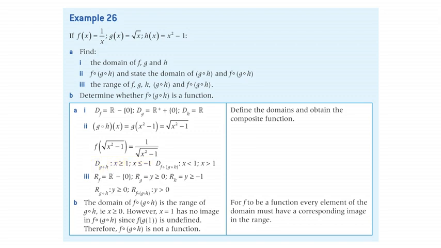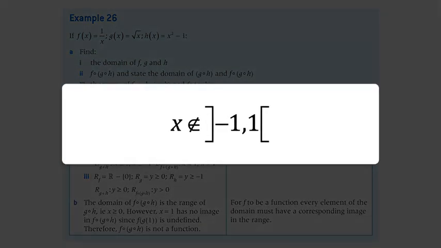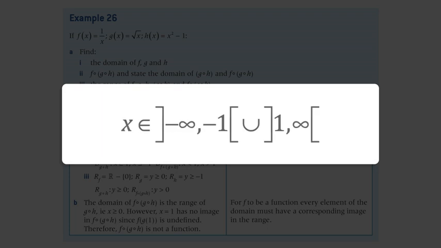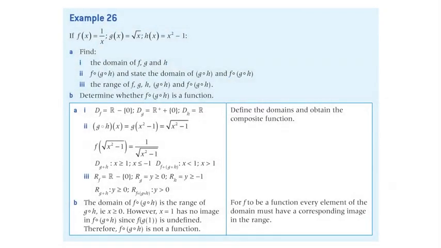Other equivalent ways of writing this domain are x cannot be an element of the real numbers between negative 1 and 1, or x is an element of the set of real numbers less than negative 1 union the set of real numbers greater than 1. The composite function g circle h now becomes the argument of f to obtain the rational function 1 divided by root x squared minus 1. The domain of this function is the same as the domain of g circle h, except that since its denominator cannot be 0, x cannot equal 1 or negative 1.